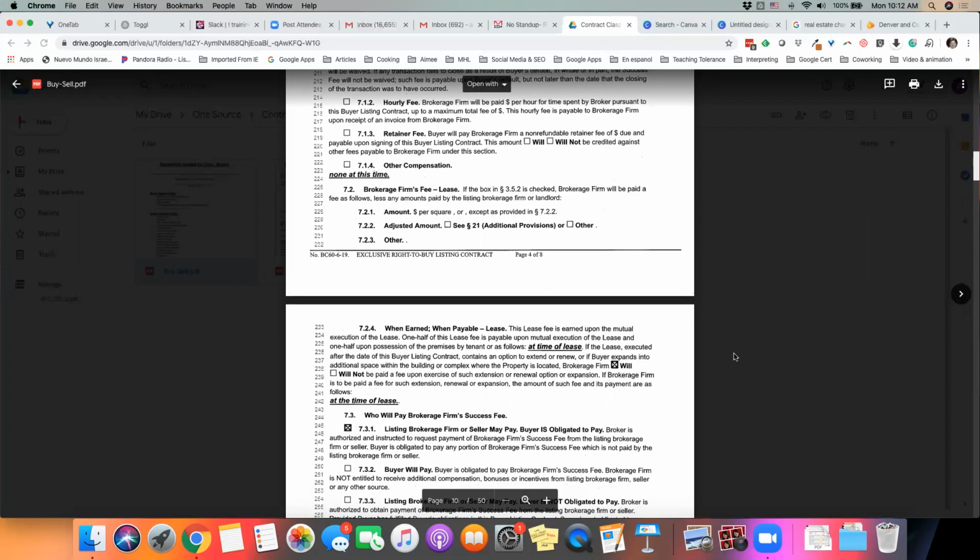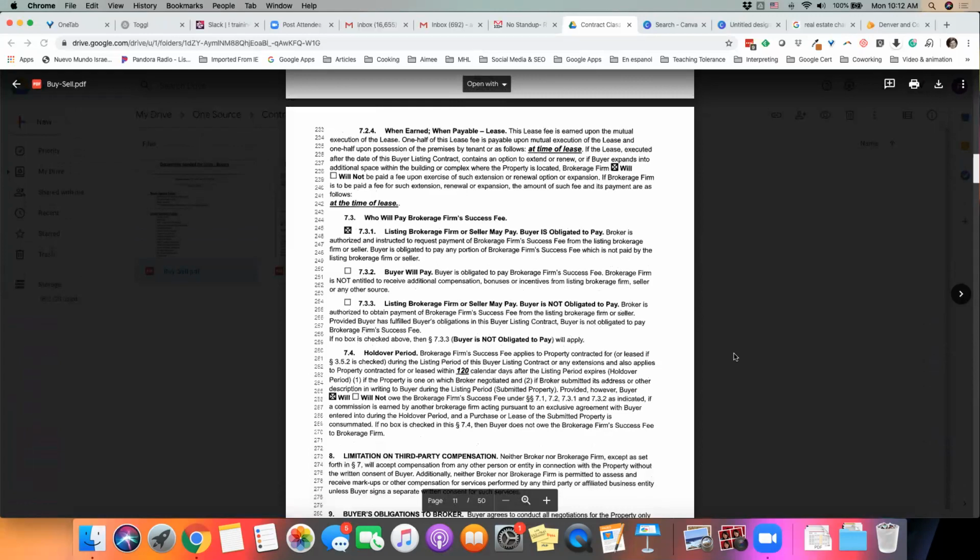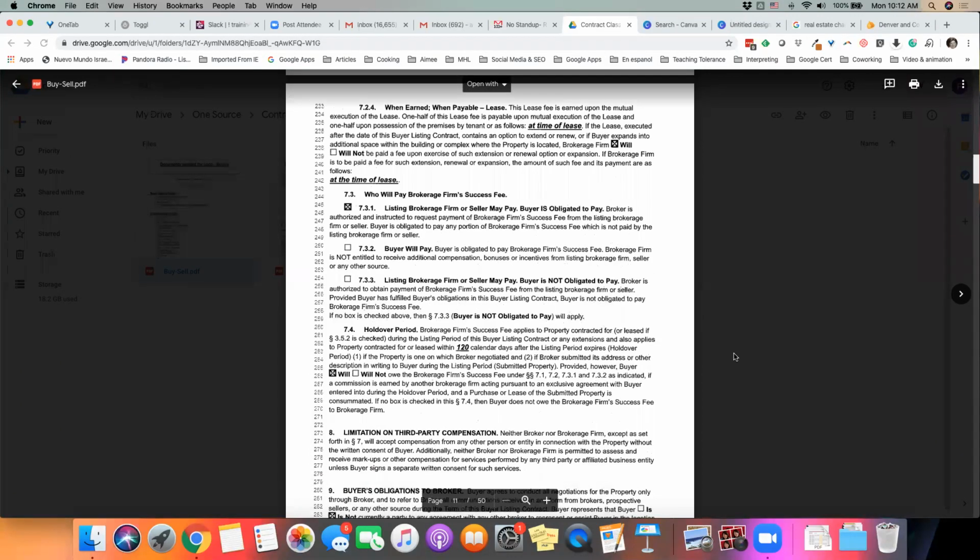Now go over to paragraph 7.2.4. This is the when earned, and when about a lease. I always put down at the time of lease, and there will be a fee paid. And again, on the very bottom of that paragraph, at the time of lease. The reason you do that is you're not in the leasing business, but you might get paid to lease something. So you want to be sure that you're covered on that.